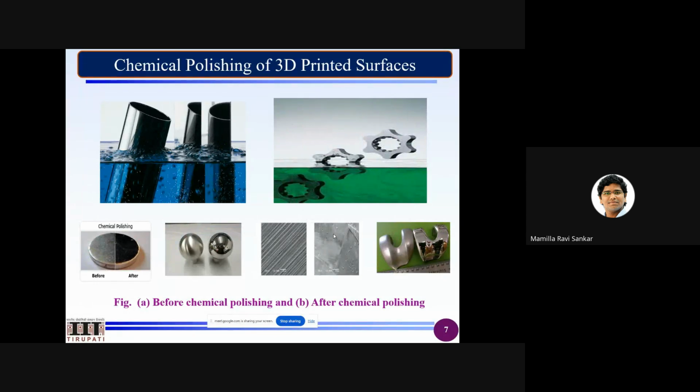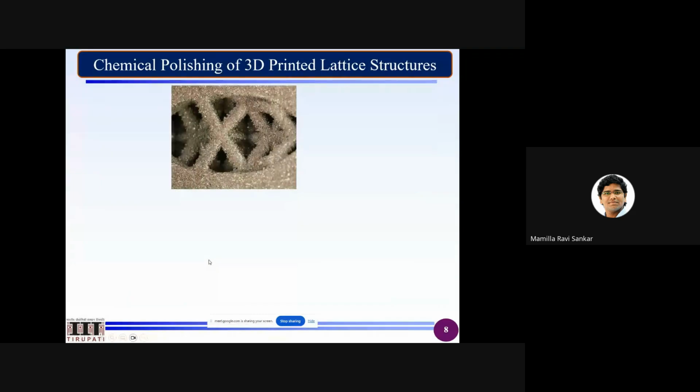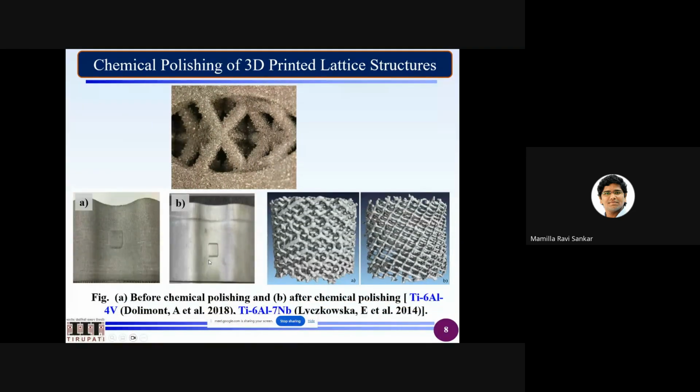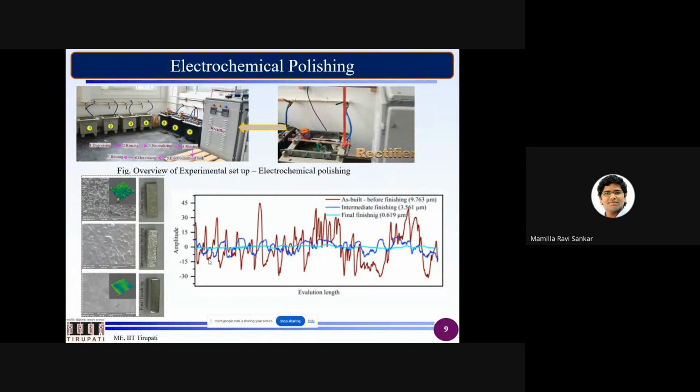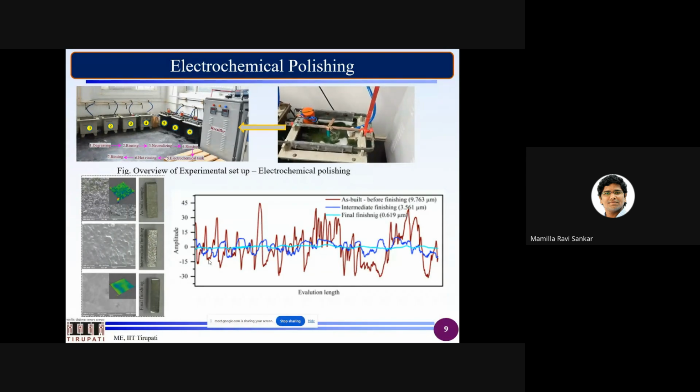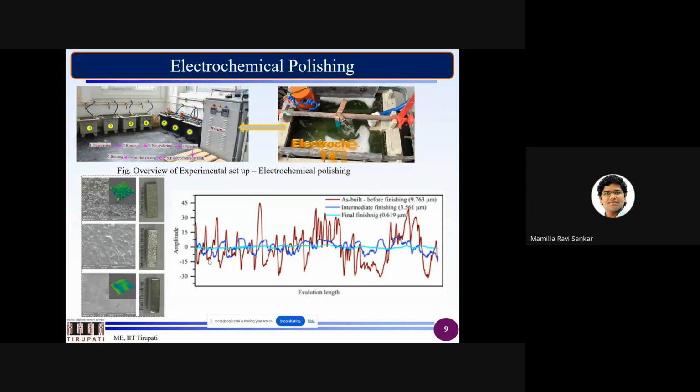Chemical finishing: we develop the chemicals as per the requirements of the customers, definitely. So we need to understand the metallochemistry of the process. That is a primary requirement before and after, so that no unwanted effects come. Most importantly, we use chemical polishing for finishing lattice structures and so on. Second, we use electrochemical polishing, which you can see here.